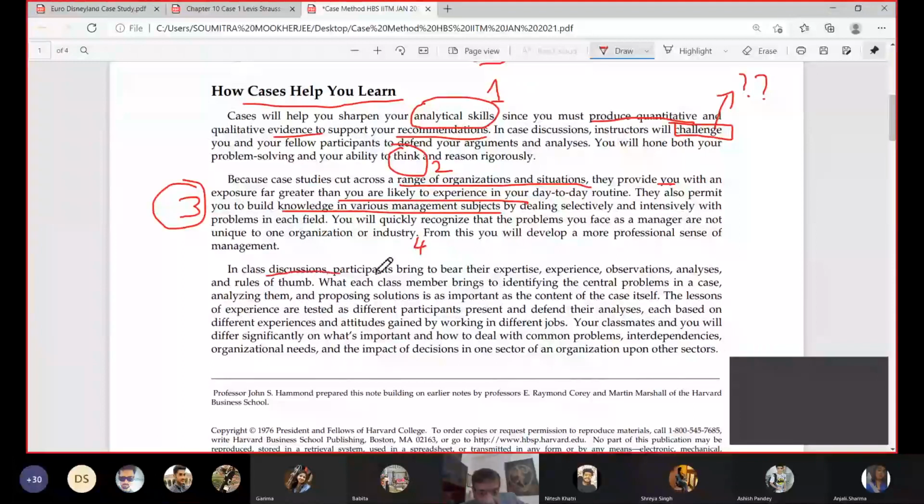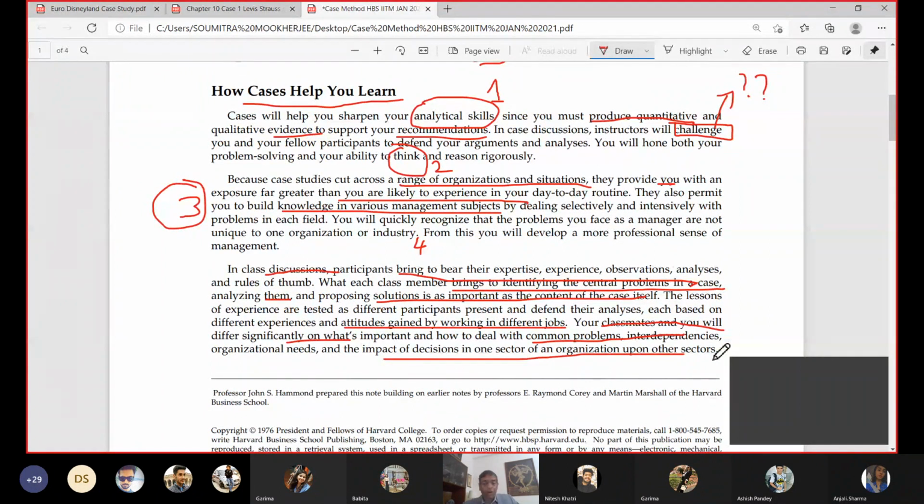Class discussions are important. Participants bring to bear their expertise and observations, what each member brings, to identify certain problems in a case, analyze them, and propose the solution. Now, this is group-based, but individual skills are equally important. Your classmates and you will differ significantly in what's important and how to deal with them, and therefore you need interpersonal group coordination here.